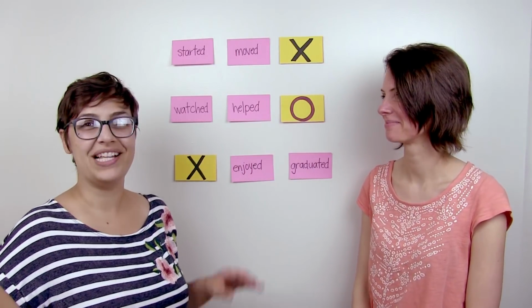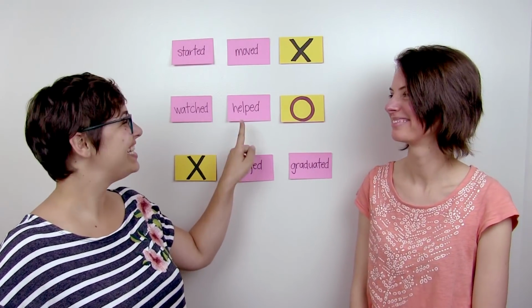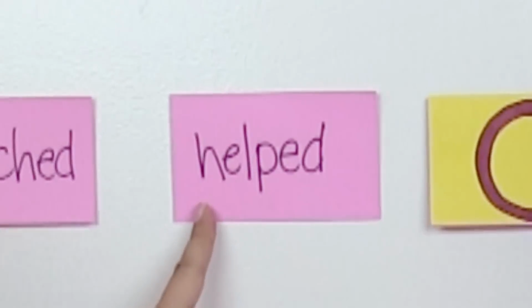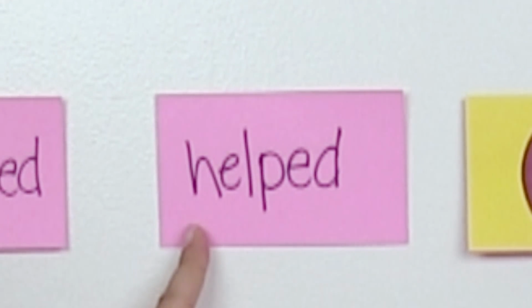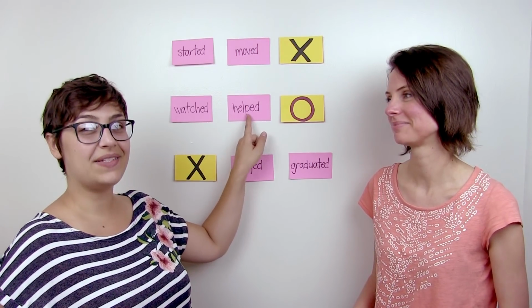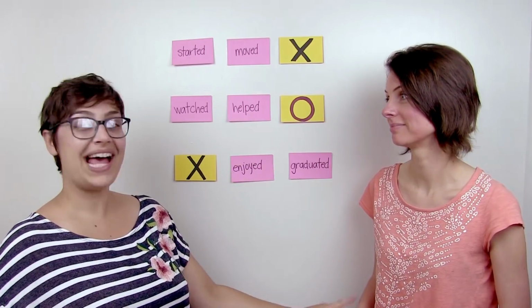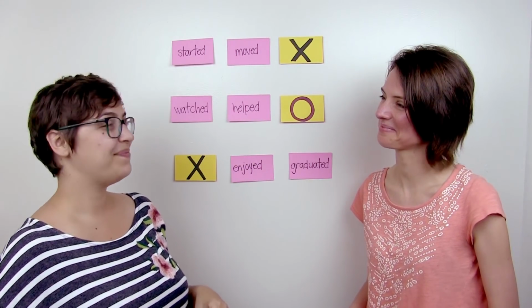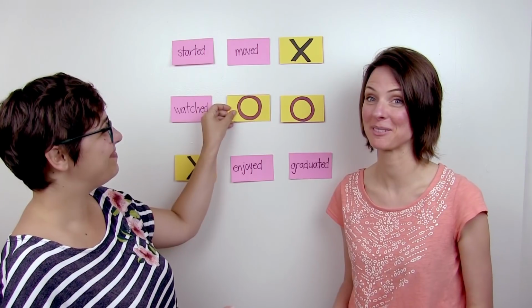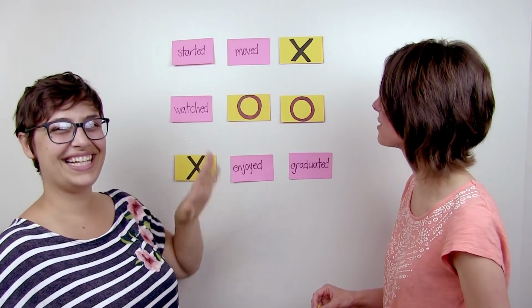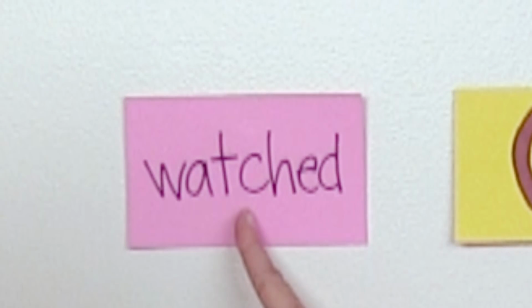Okay. Well, I have to go here or she'll win. So I choose this word, which is helped. Helped. P is voiceless, so this sounds like helped. I helped my friend Larissa. She's very helpful. Oh, it's not where I wanted to go, but I choose this one.